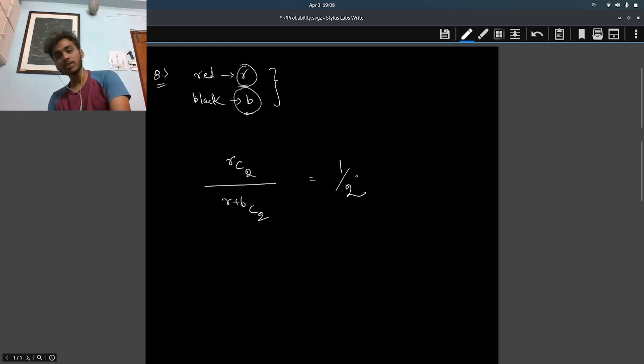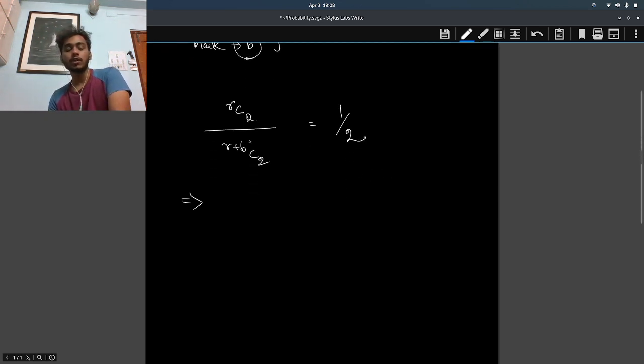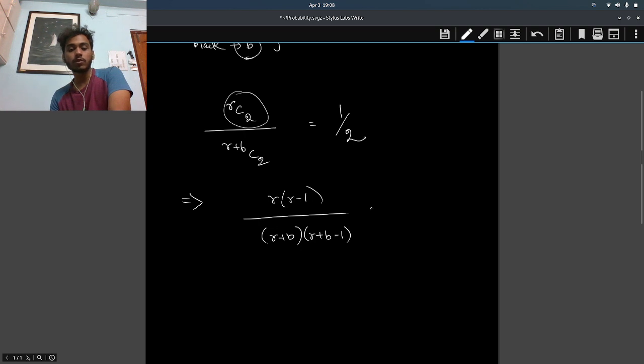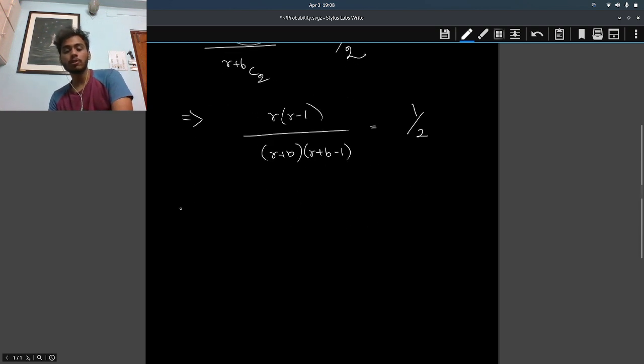Okay, so let's say that the number of red socks is r and the number of black socks is b. So the total number of ways in which we can select two red socks is rC2, and the total number of ways in which we can select any two socks is (r plus b)C2, right? Because there are r plus b total socks, and they say that this probability is half. If we simplify this, we get r into (r minus 1) by (r plus b) into (r plus b minus 1) will be equal to half, right?